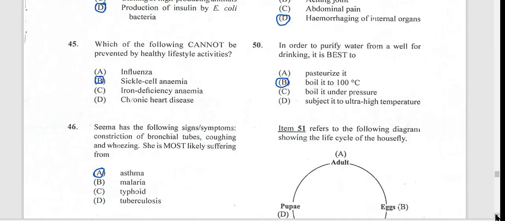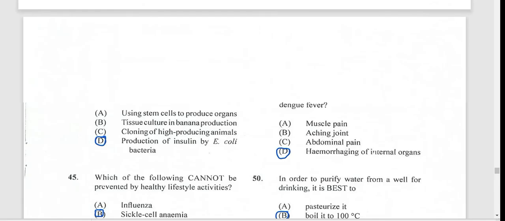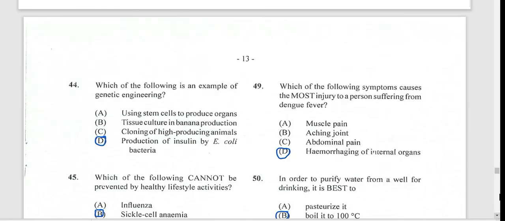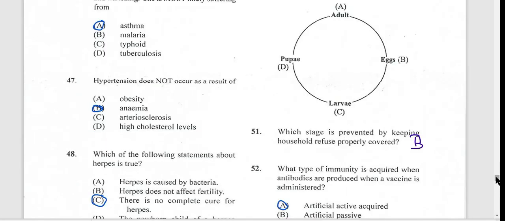She is most likely suffering from asthma, is the answer there, A. Moving on to question 47. Very interesting question here. Hypertension does not occur as a result of anemia. All the others are ways in which hypertension would occur. Alright, 48. So your answer for 47 is going to be B.